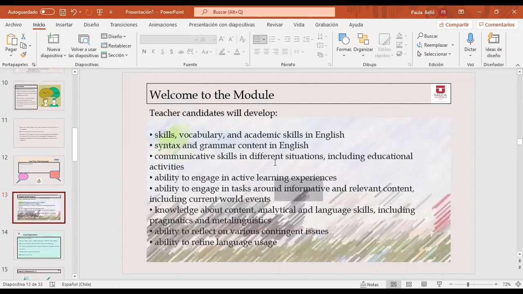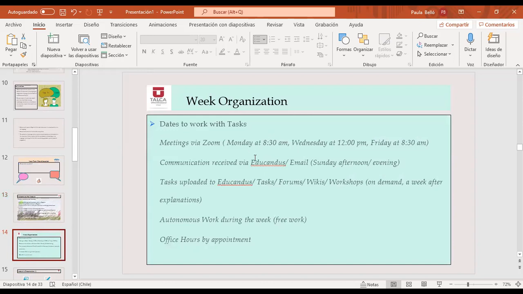Well, this is copied on Educandus, the description of the module. This is what we have been discussing. So this is a summary of everything we have been discussing. And this is the organization of the week. Yes, so we will meet, for sure. Okay, so we will start at 9 a.m. Is that okay?